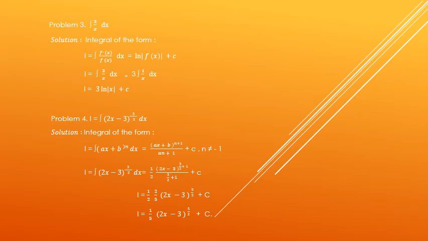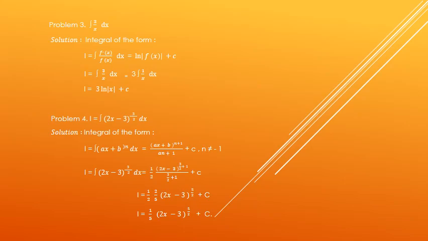Okay, here we have the problem number 4. Integration is equals to the integral of (2x minus 3) with the exponent 3 upon 2 dx. Here we have the solution of this integral by using the form: integral (ax plus b) with exponent n dx equals to (ax plus b) to the n plus 1 divided by a(n plus 1) plus c, and n is not equals to minus 1.